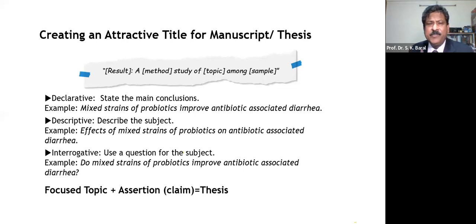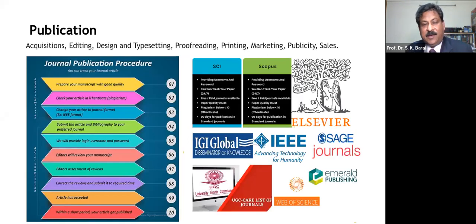And whenever you are trying to write on any topic, you must feel whether, because three types of topic could be taken: one is declarative, one is descriptive, one is interrogative. On that basis, you have to finalize the topic, and we'll come to publication.